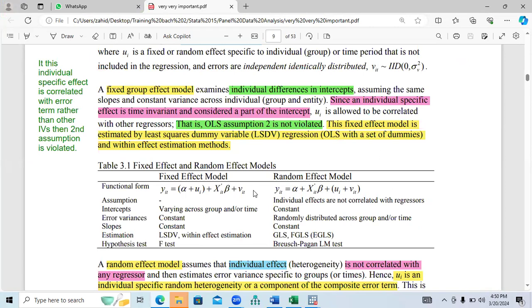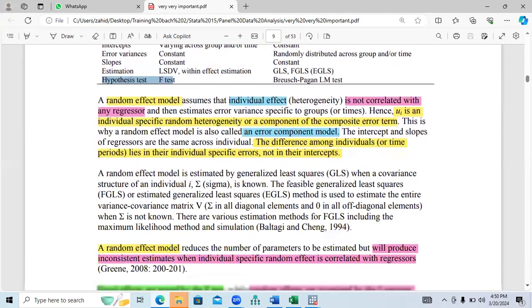Here, this is basically the F test. This is the F test, which is basically used in the fixed effect model. So ui that you have seen here as a part of the constant term or beta naught, if it is really impacting or it is really the part of the constant term, then in that case the F test becomes significant. It means the fixed effect model is significant in this case.